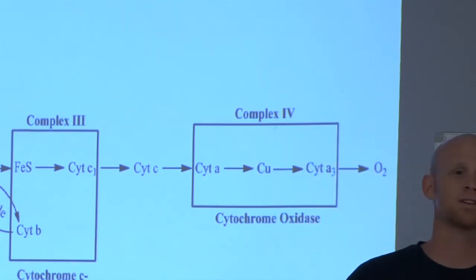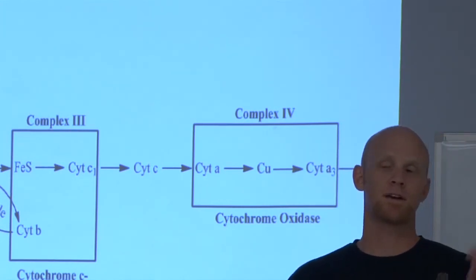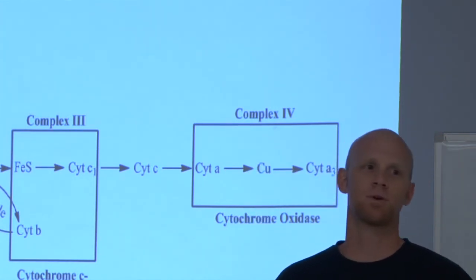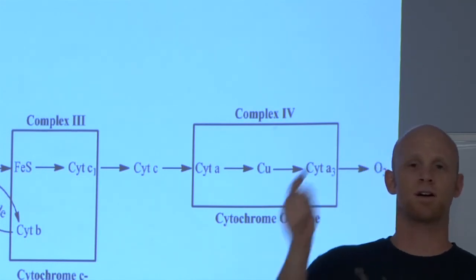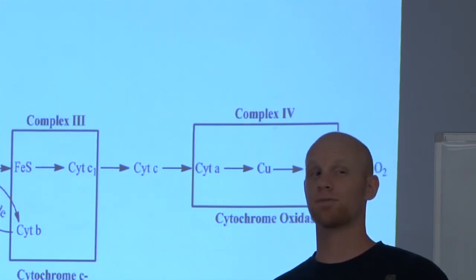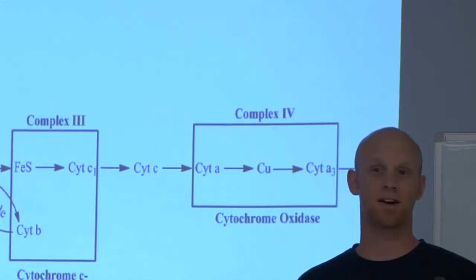There are other uncouplers that make the membrane leaky to protons. And so protons, you pump them across and they leak right back. And they don't leak back through F1, through the ATP synthase. They just leak back across in other places.